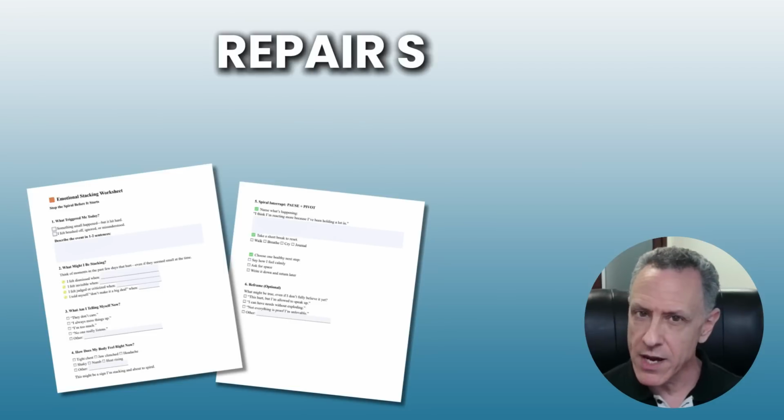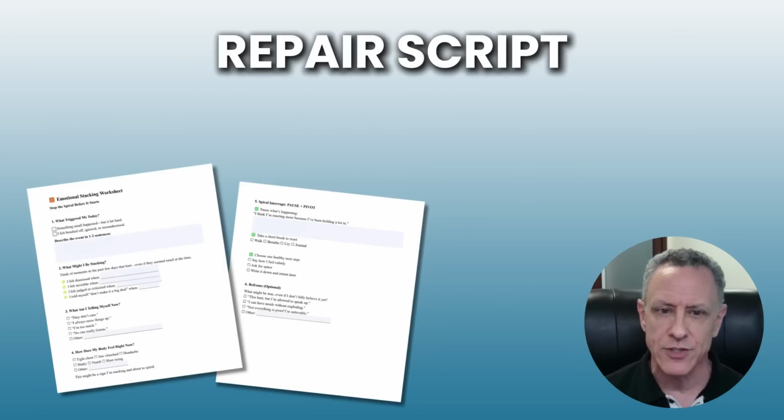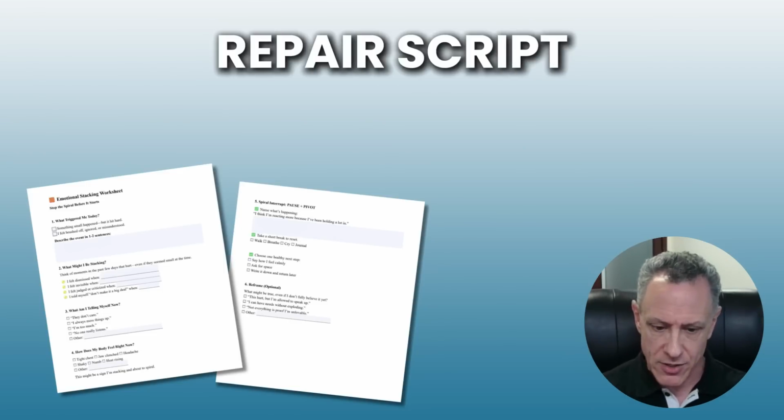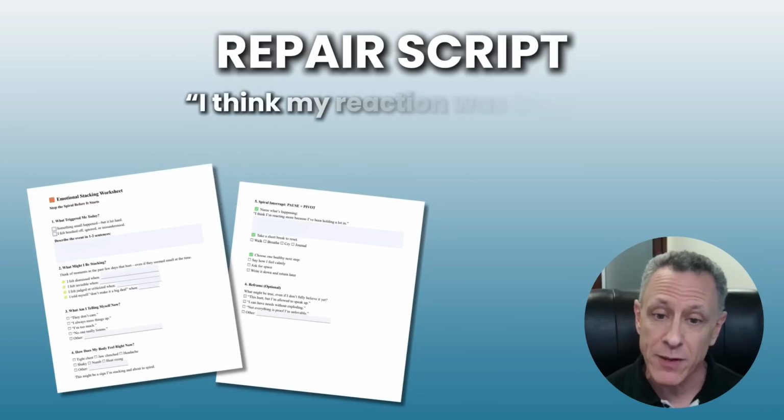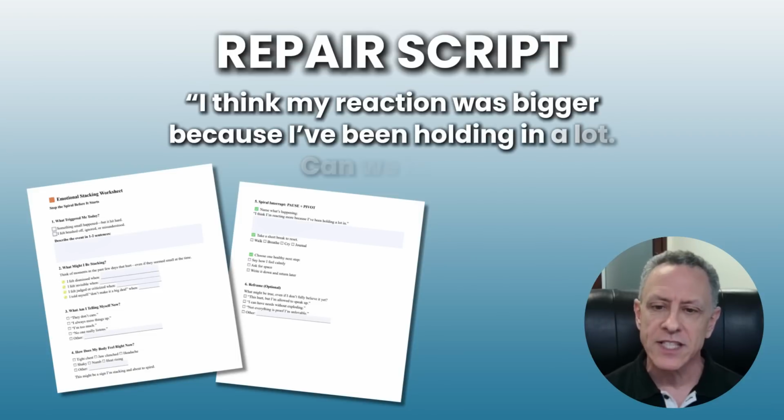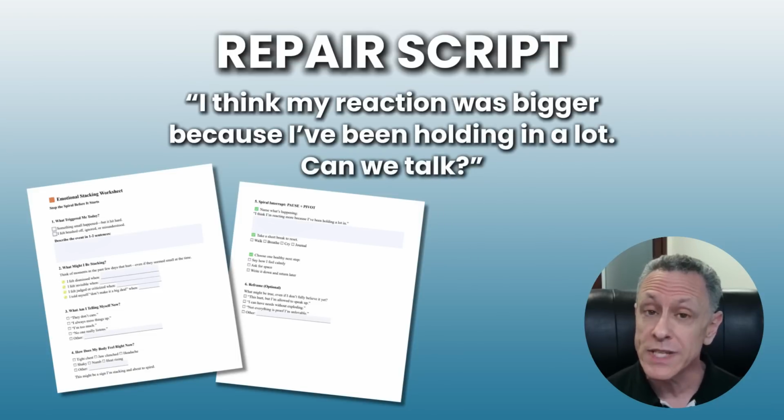Now, how do we repair the script, right? Those things that you're saying to yourself. What I want you to say is, and here it goes, I'll put it right on the screen for you: I think my reaction was bigger because I've been holding in a lot. Can we talk? And this is something you can say to a safe other. What is a safe other? A safe other is somebody who you know isn't going to use our errors, our mistakes, our hard moments against us. Because our goal is to cut down on losing control.